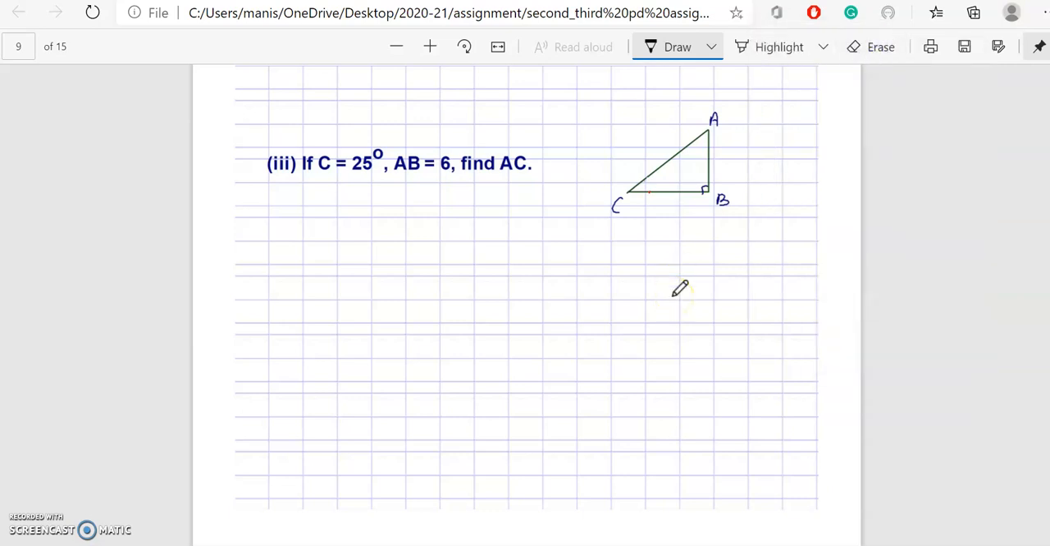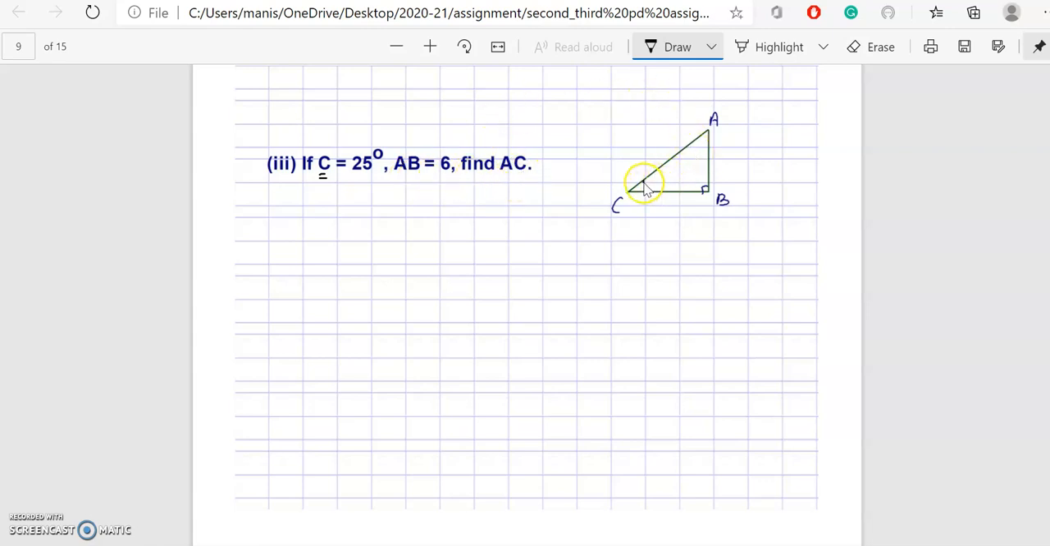Alright, so let's look at it. This video is in continuation of yesterday's instructional video. This is part 2. In this case, they have given us: if angle C is 25 degrees. Now again remember, angle C is uppercase, so this is for angles. AB is 6 and find AC.